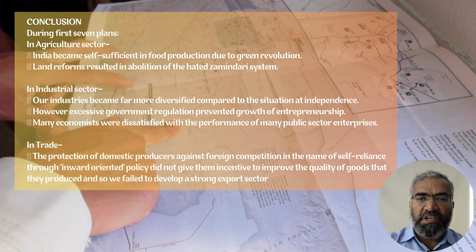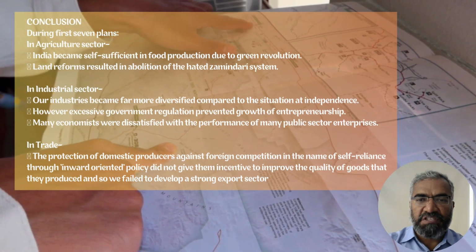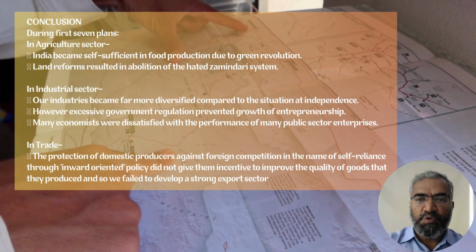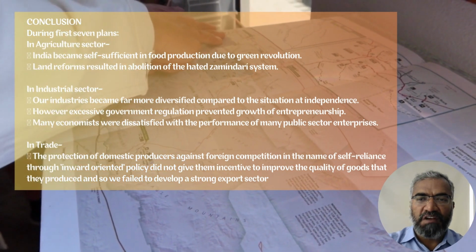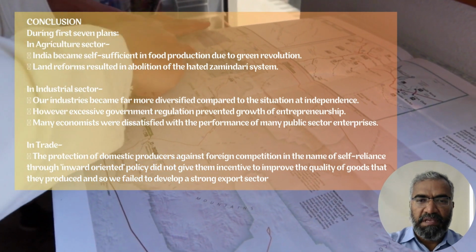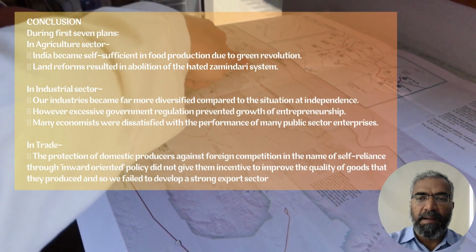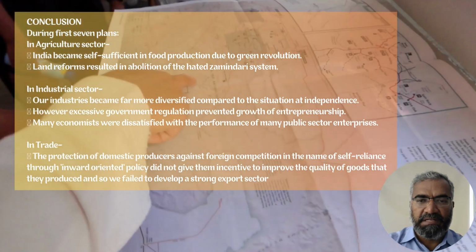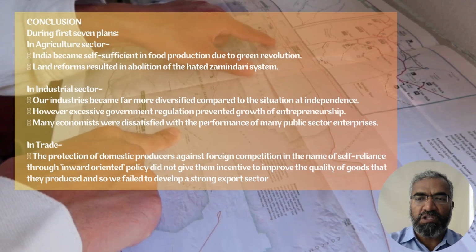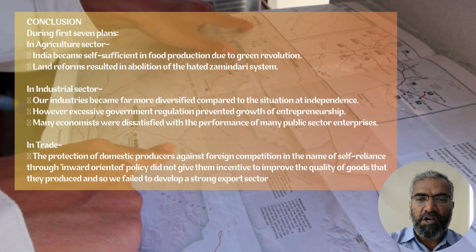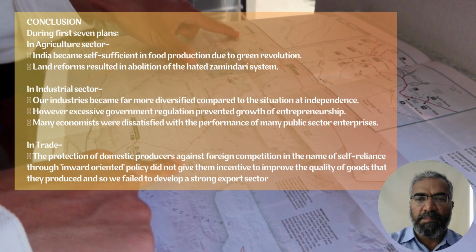Conclusion. During the first 7 plans, in the agricultural sector, India became self-sufficient in food production due to the Green Revolution. Land reforms resulted in the abolition of the hated zamindari system. In the industrial sector, our industries became far more diversified compared to the situation at independence. However, excessive government regulation prevented growth of entrepreneurship. Many economists were dissatisfied with the performance of many public sector enterprises.